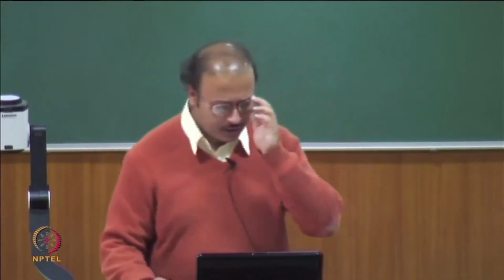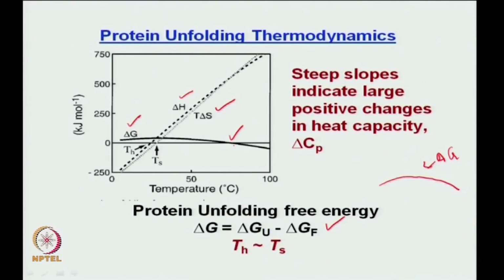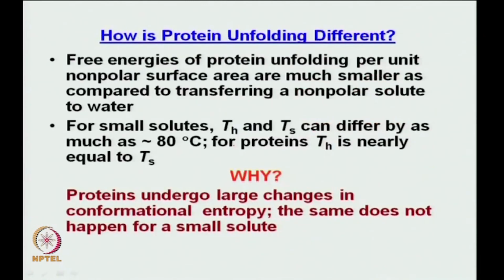Okay? Is it clear? So, essentially that is what it says at the bottom, TH is almost equal to what? TS, right. How is protein unfolding different? Free energies of protein unfolding per unit nonpolar surface area are much smaller as compared to transferring a nonpolar solute to water. Number 2, for small solutes, TH and TS can differ by as much as almost 80 degrees Celsius, that is what you observed for neopentane, that was the solute. But for proteins, TH is nearly equal to TS, evident from this figure. The reason being, proteins undergo large changes in conformational entropy, which obviously is not there for your solute neopentane. Yes, you are also right, electrostatic interactions and all those things are also present, but delta S is the single most important factor, because you undergo such a large increase or decrease in delta S when you do this protein folding unfolding process.